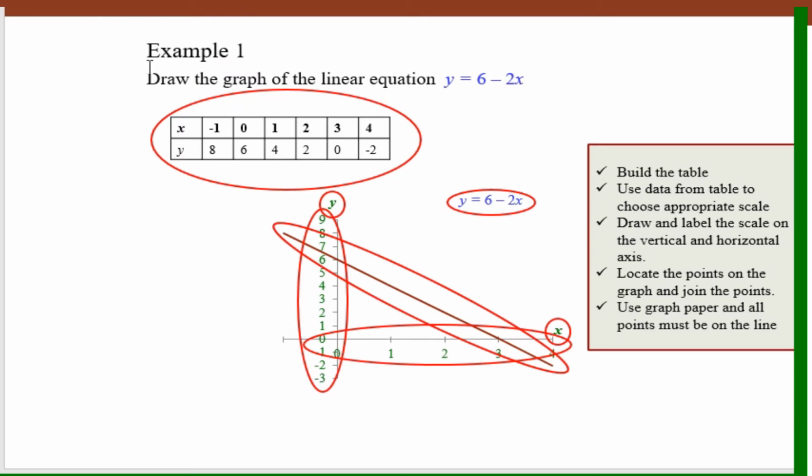Okay, so now let's draw the graph for example 1. Example 1 is in your manual, page 144. Draw the graph of the linear equation y equals to 6 minus 2x. So number 1, what do you know from here? Negative gradient, the line must slope down. And your y-intercept is 6. So now you need to draw.